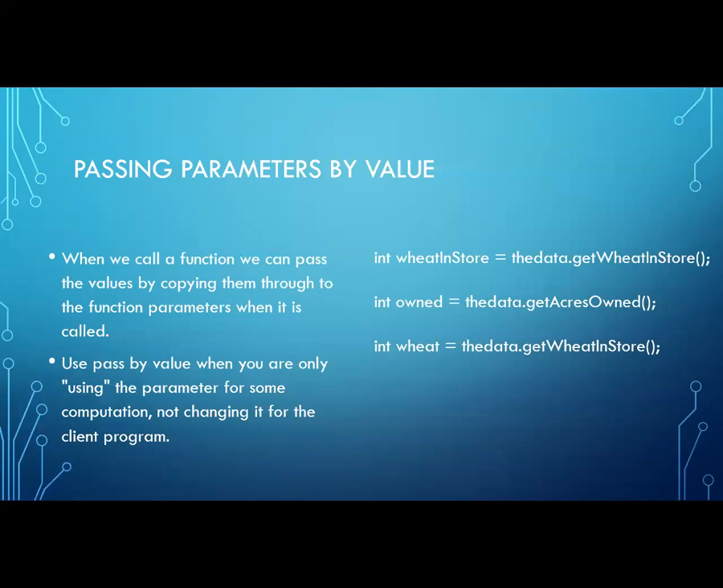For example, we have wheat in store. Wheat in store equals data.getWheatInStore. This can be used to pull that information to run an equation somewhere in the program. Now, we also have one for acres owned and wheat as well. We've seen our examples, and they all refer back to their respective information: get acres owned and wheat in store. This helps you use this information throughout the program without having to consistently write a big long equation. You can just refer back to that information there.